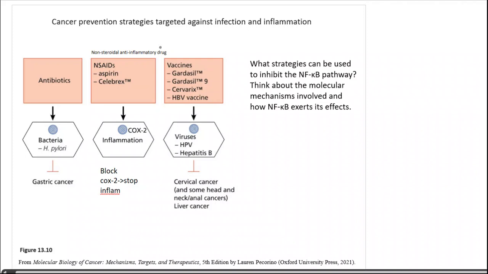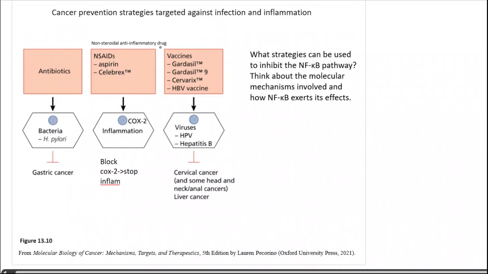And for cancer prevention strategies for infection and inflammation, the good thing is that these infections and inflammations are easier to deal with than cancer. So we can use antibiotics for this bacteria, which gives gastric cancer, so we can prevent gastric cancer pretty easily. And NSAIDs, which stand for non-steroidal anti-inflammatory drugs, like aspirin or Celebrex, can block COX-2, which is an inflammation molecule, and by blocking it we can stop the inflammation.